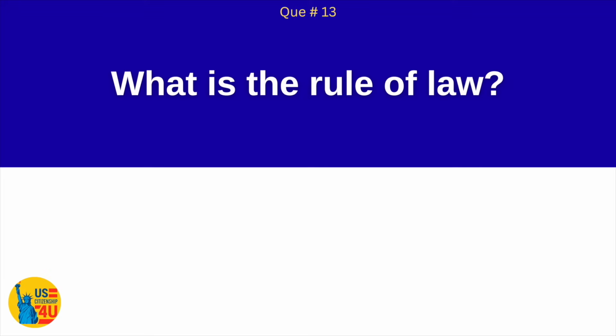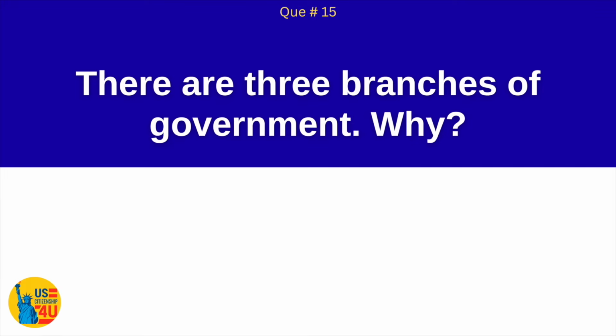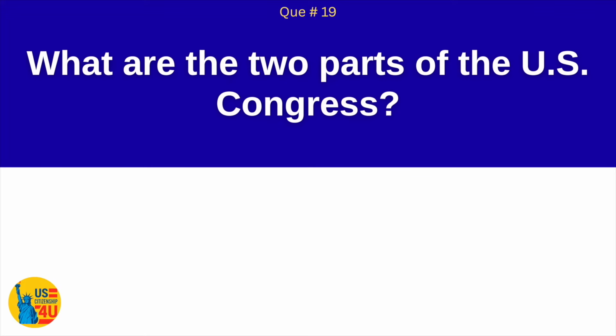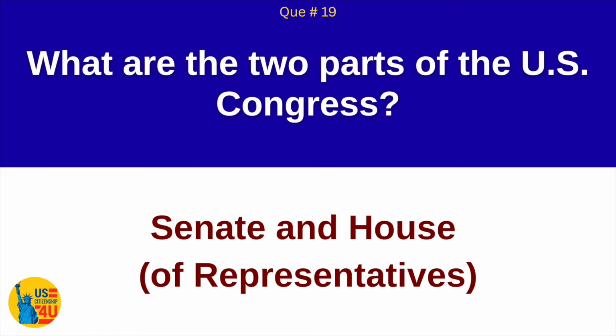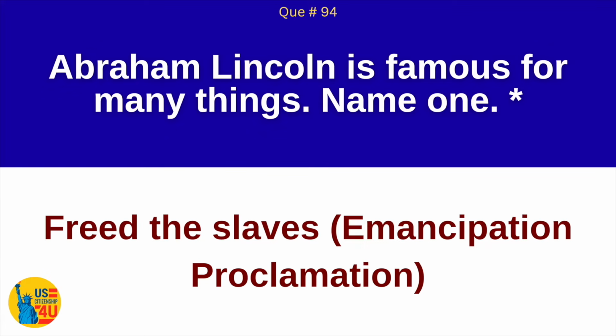What is the rule of law? Everyone must follow the law. There are three branches of government. Why? Checks and balances. What are the two parts of the U.S. Congress? Senate and House of Representatives. Abraham Lincoln is famous for many things. Name one. Freed the slaves, Emancipation Proclamation.